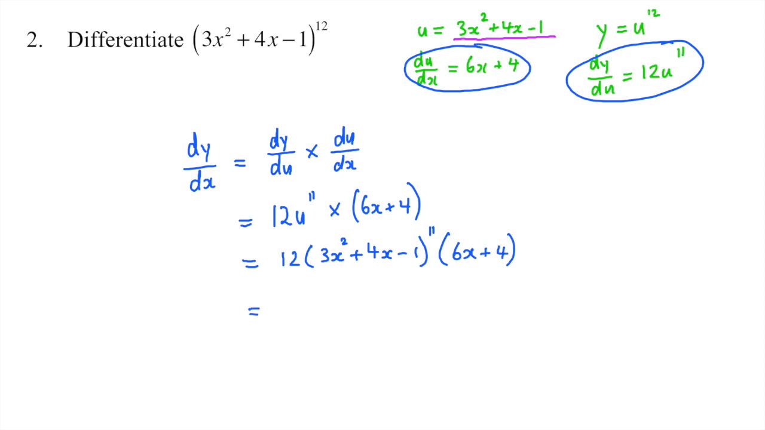Now that's probably good enough, but if you look at this bracket here, it's got a common factor. 2 goes into 6, 2 goes into 4. So I'm going to take out 2 as a common factor, and if I put 2 out the front, it's going to times to the 12 that's already there, and 2 times 12 is 24.